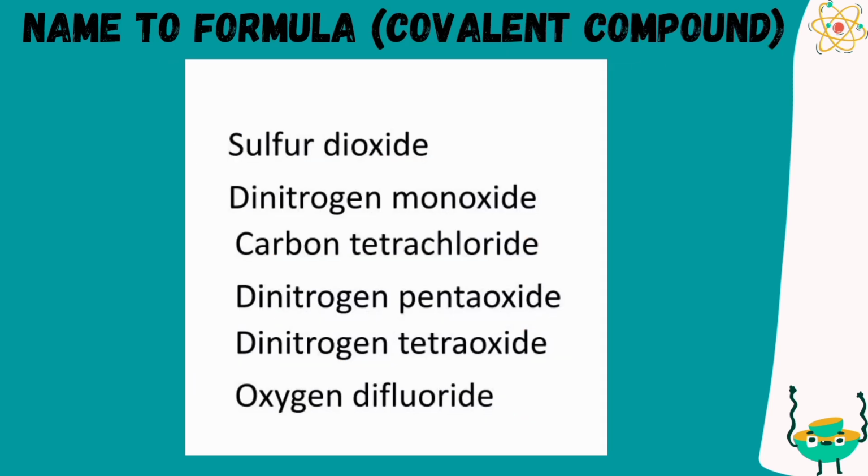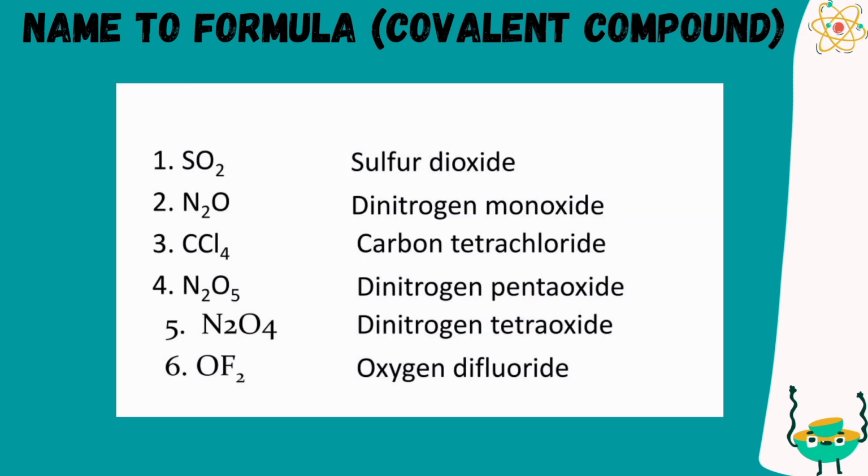For name to formula of a covalent compound, it is easy because the prefix denotes the number of atoms in a compound. That's why we have sulfur dioxide as SO2, dinitrogen monoxide as N2O, carbon tetrachloride as CCl4, and so on and so forth.